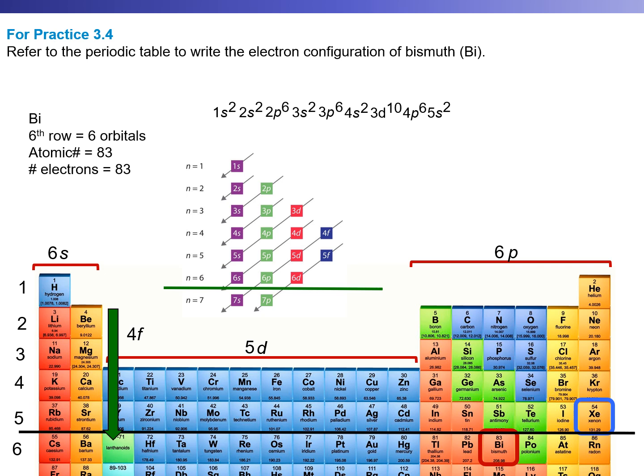All right. Now we're going to come over here and we're going to start to fill in 4d. We've got 10 electrons here. We've got 6 electrons in 5p, and we've got 2 electrons in 6s. Right? And now we're going to incorporate 4f. How many electrons can an f orbital hold? It can hold 14. And then 5d can hold 10. And then this is where we are. Bismuth is located in 6p. So how many electrons are we going to put in 6p? 1, 2, 3.